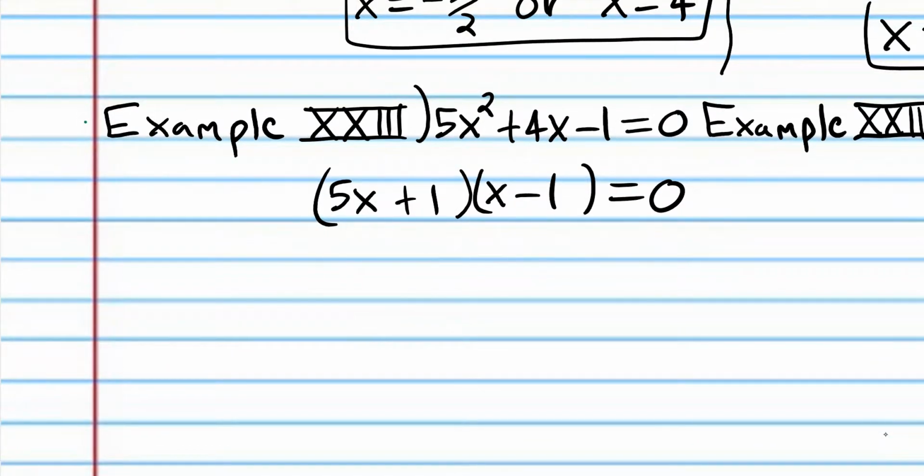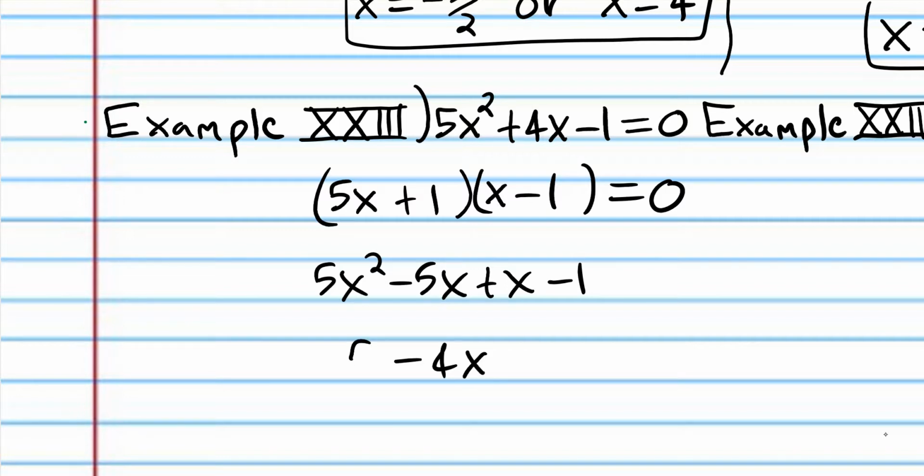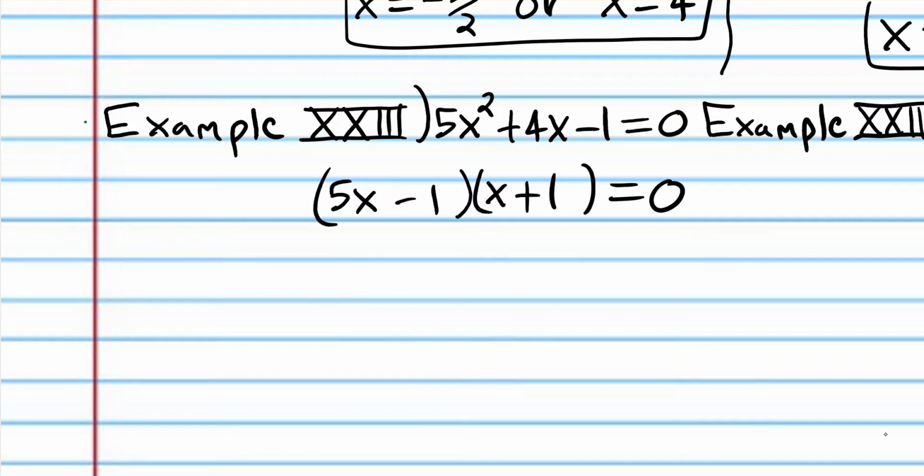So 5x times x is 5x squared. 5x times negative 1 is negative 5x. 1 times x is x, and 1 times negative 1 is negative 1. And you don't really have to write equals 0. Negative 5x plus x is negative 4x. And so, again, just by random chance, we got the right number, 4, but we didn't get the right sign. So all we have to do is just switch the signs. And there you go. So that's the right factorization, but now we have to find the x values that make the equation work.